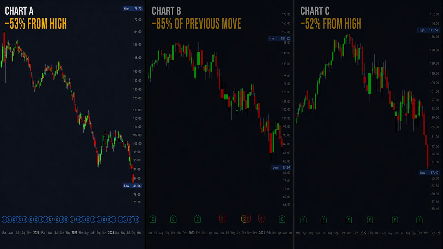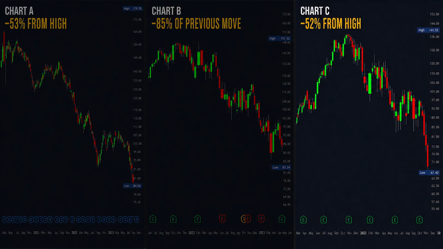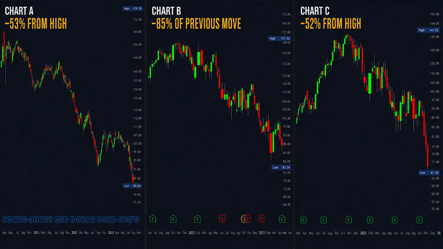Look at these three charts. In the first case, price fell more than 50%. In the second, price gave back approximately 85% of the previous move. And in the third, the decline looked very similar. But the outcomes were completely different.